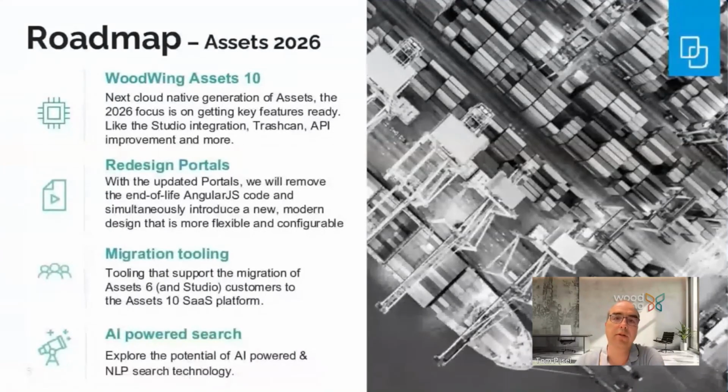This is a recap from the previous webinar. For Assets, the main focus is on Assets 10. So integrating Assets 10 with Studio so that you can drag and drop files to Studio, and that you can archive files from Studio to Assets 10. But we are going to do more things like a native trash scan in Assets 10, and API improvements are all on the list.